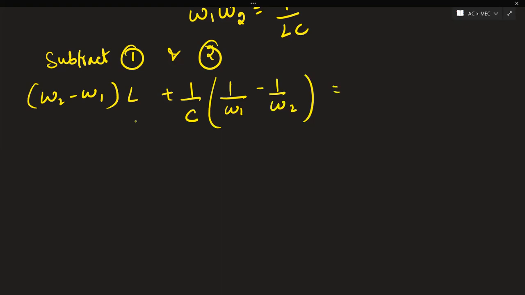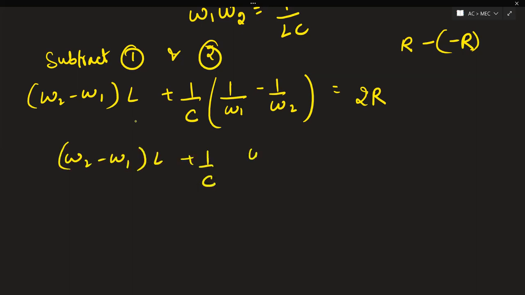And see class, here it won't be 0 because you do not have plus R minus R this time. This is R minus R because subtraction is there. So this becomes 2R. In addition, plus R minus R becomes 0. In subtraction, that negative sign also gets converted, so you get the value as plus. All right. So let's just cross multiply this. Omega 2 minus omega 1 into L plus 1 by C, times omega 2 minus omega 1 divided by omega 1 into omega 2.